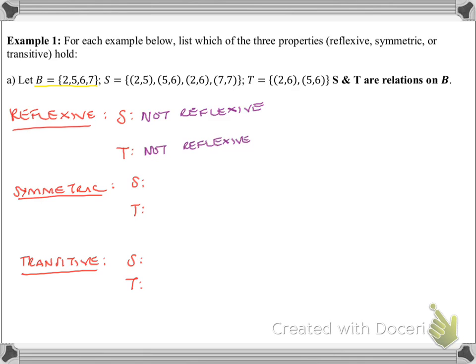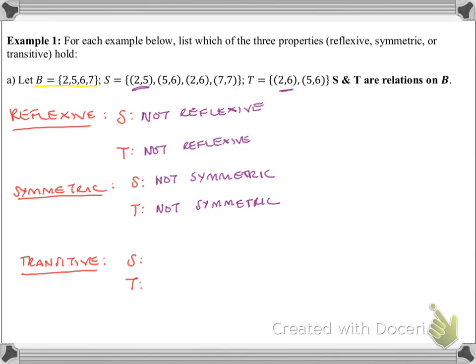So let's look here at symmetric. So meaning 2 relates 5, right? But 5 doesn't relate 2. So this is clearly not reflexive. And then for T, 2 relates 6, but 6 doesn't relate anything. So that's all. I'm sorry, not reflexive. We've moved on from that. You guys caught that in the video? Very good. Thank you for mentioning that. And it's not symmetric.